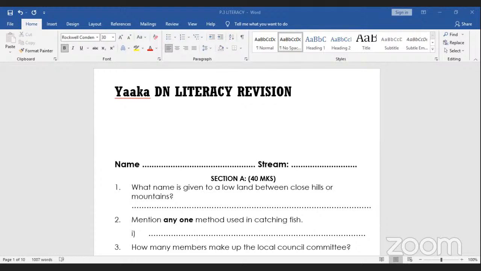Yes, I need the answer. I was telling you that this one is called valley. So if you can get the answer in the chat. It is called valley. That is the name given to a lowland between two hills. It is called a valley. As simple as that.